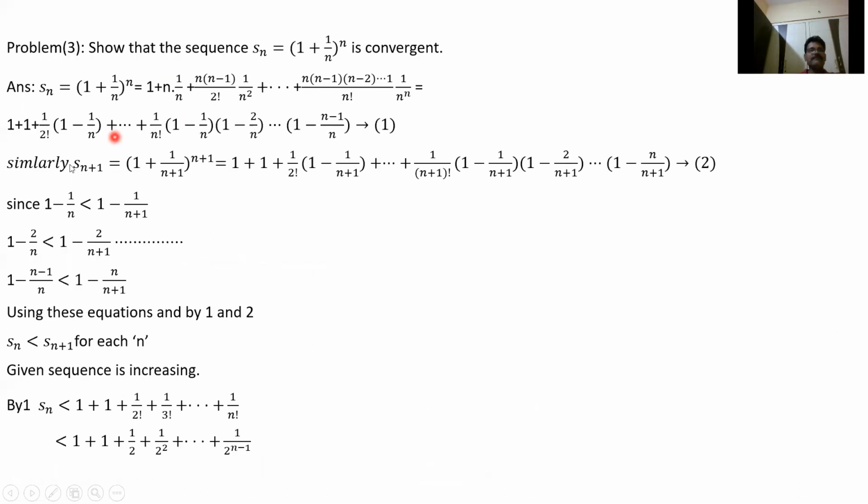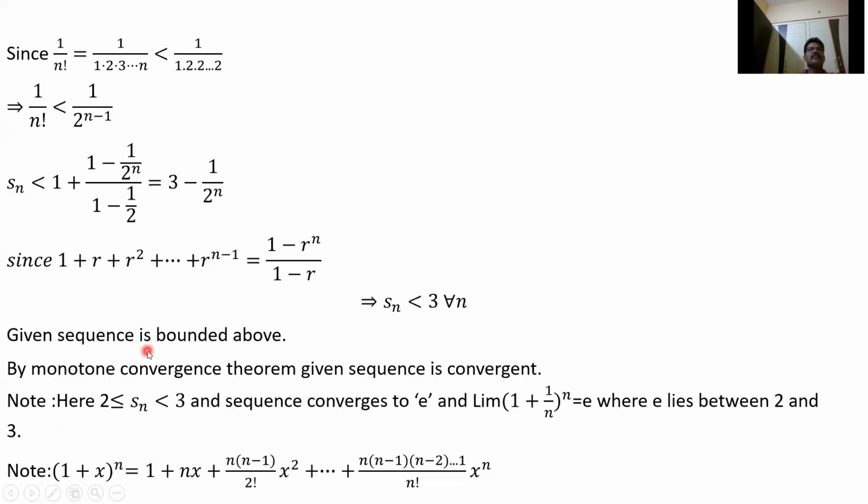So here 1 minus 1 by n is less than 1, that's why I'm writing 1 by 2 factorial, and this is less than 1. Every 1 minus 1 by n, 1 minus 2 by n, up to 1 minus (n minus 1) by n is less than 1. So you get 1 plus 1 plus 1 by 2 plus 1 by 3 factorial less than 1 by 2 square, and 1 by n factorial less than 1 by 2 power n minus 1. So we're getting 1 by 2 into 2 and so on, that is 2 power n minus 1. Finally we get Sn less than.